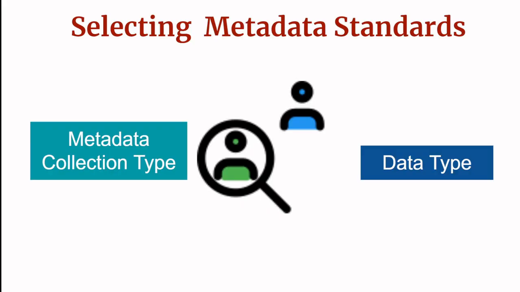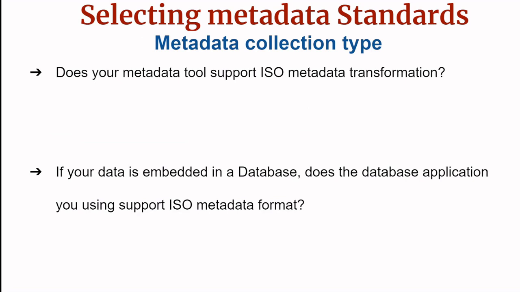So when selecting a metadata standard, you sometimes get to a crossroad of deciding which one to use. Not because you don't know that, for instance, ISO metadata is the one you need to pick, or probably the locally defined metadata in your region is the one to pick. But sometimes just because of the metadata collection type you are using, and the data type you are trying to create the metadata for, you are limited in choosing what metadata you need.